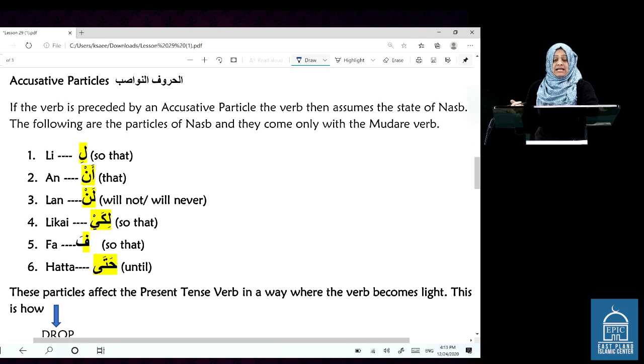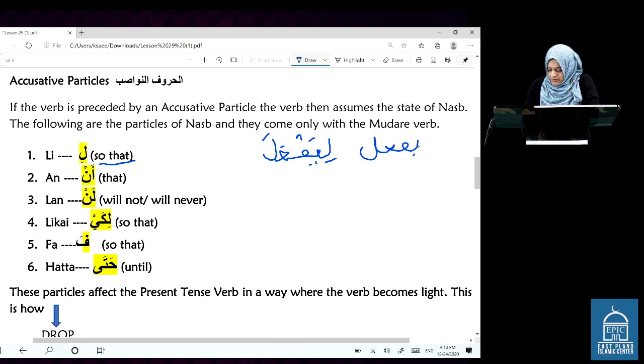So inshallah, let's quickly look at the particles of nasab. You have here li. We just did li in jazm, right? Like I told you, some are similar. Li in jazm meant should do something, but li as an accusative particle means so that. So for example, li yaf'ala. It was yaf'alu. When li as an accusative particle comes along, it makes it fatha. The entire first column will become fatha.